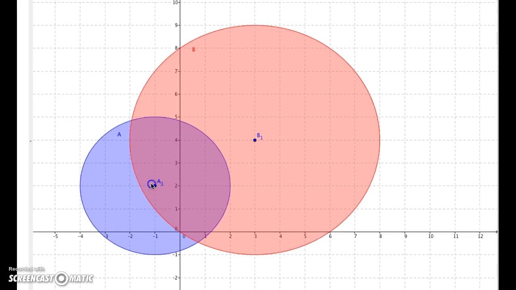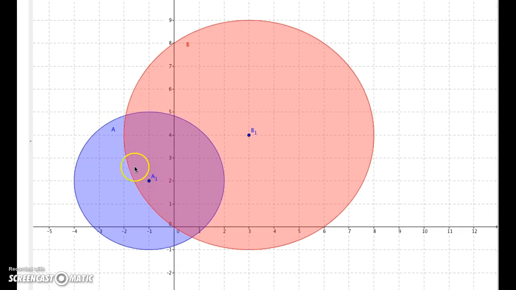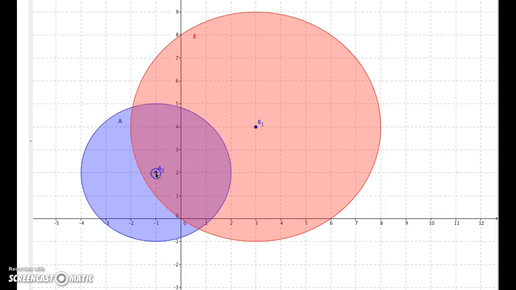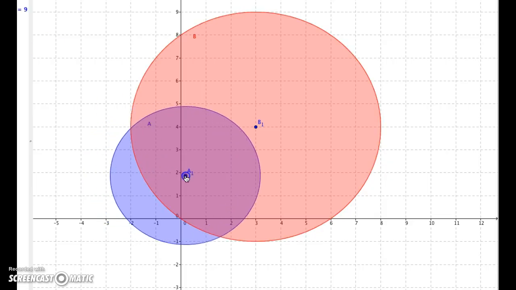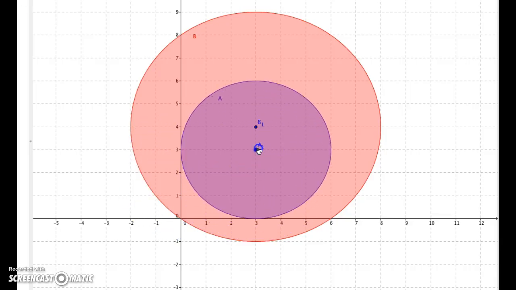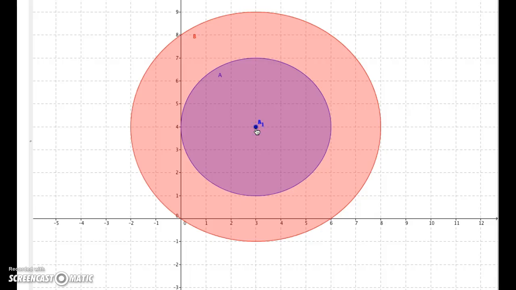So I need to move it over. Oops. Need to move it. There we go. Need to move circle A over to have the same center as circle B. So now they have the same center here at 3, 4.